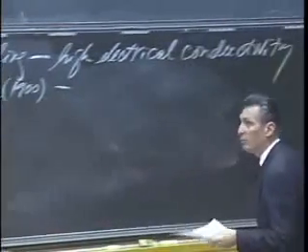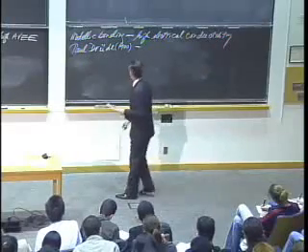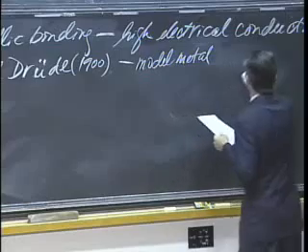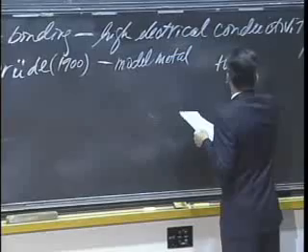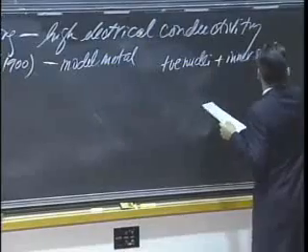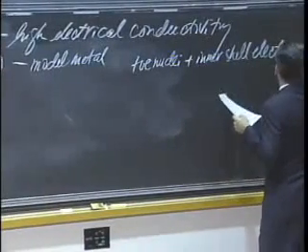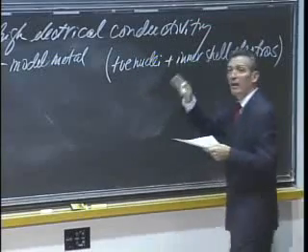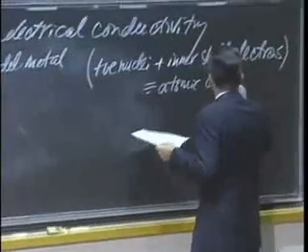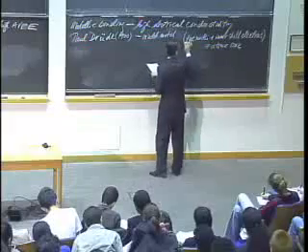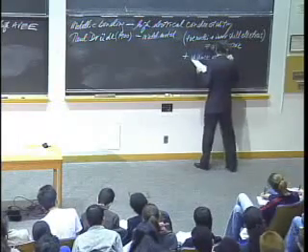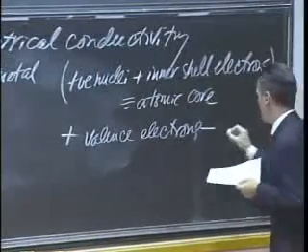What he said was that he could model a metal as a mixture of positive nuclei plus the inner shell electrons, which he called the atomic core. And then the valence electrons, he said, were separate. So you've got the atomic core plus valence electrons, which he assumed were free.